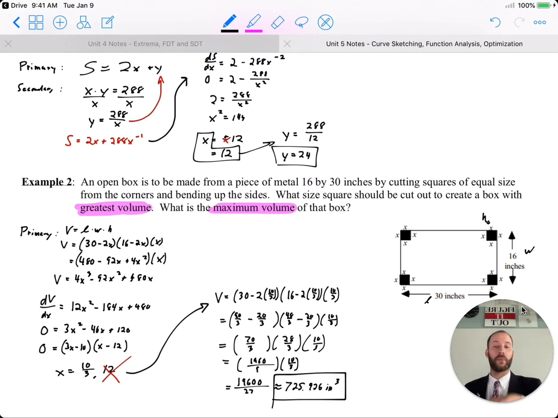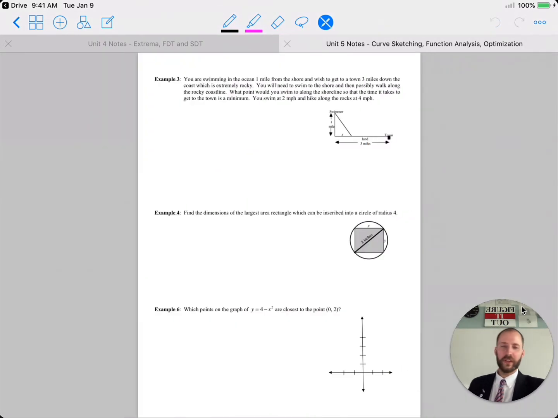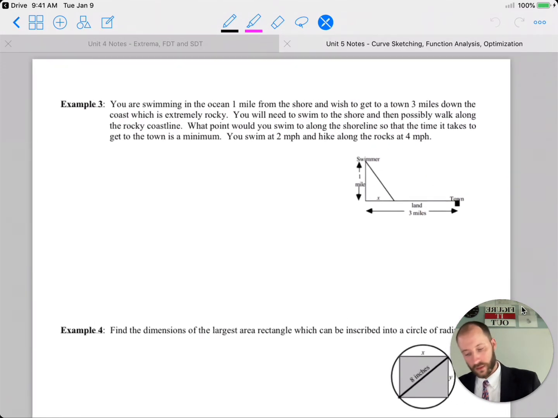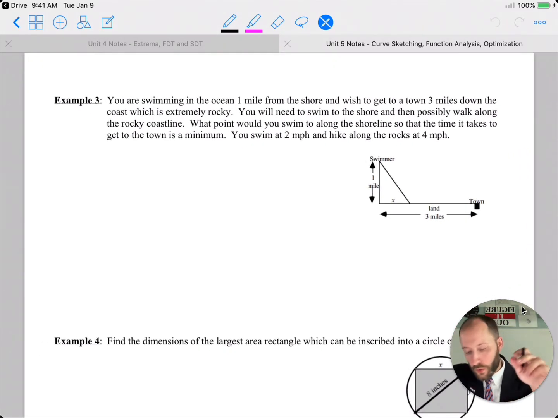Alright, so 2 optimization problems. For the other 3, let's kind of give you a setup for these. So, you're unfortunately swimming in the ocean a mile from shore. How you got out there, who knows, but you should feel bad about your choices to get you out there. You want to get to a town that's 3 miles away. The coast is really rocky. Boy, 3 miles, just get a boat, jeez.